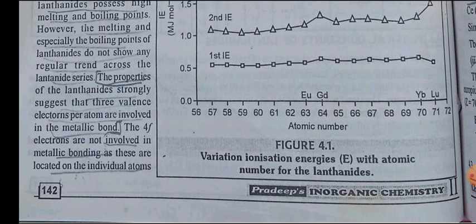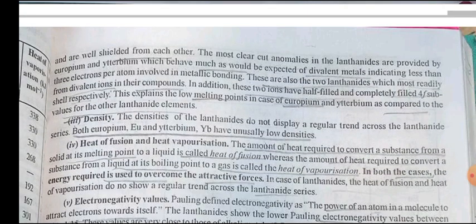The 4f electrons are not involved in metallic bonding, as these are located on the individual atoms and are well shielded from each other. The most clear-cut anomalies in the lanthanides are provided by europium and ytterbium, which behave much as would be expected of divalent metals, indicating less than 3 electrons per atom involved in metallic bonding. These are also the two lanthanides which most readily form divalent ions in their compounds.